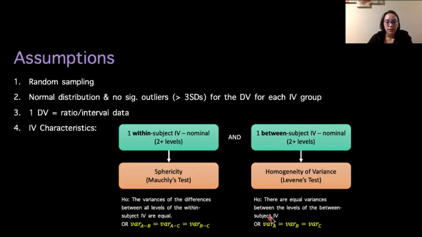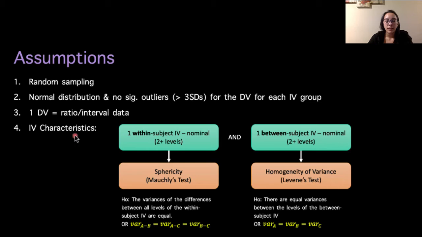So for our assumptions, our first 3 have not changed over the last several weeks. So we still have random sampling. We have a normal distribution and no significant outliers for the dependent variable for each independent variable group. We have a single dependent variable that is either ratio or interval data, so it's parametric in nature.